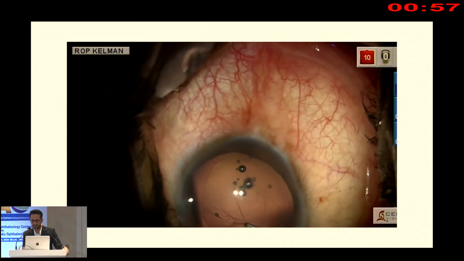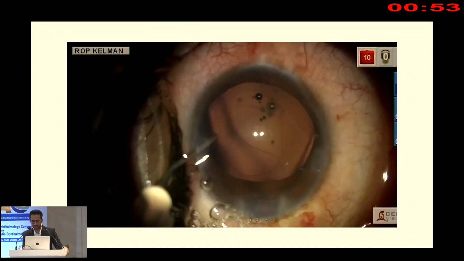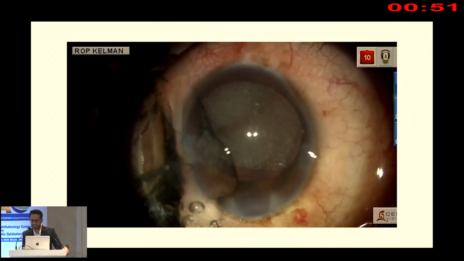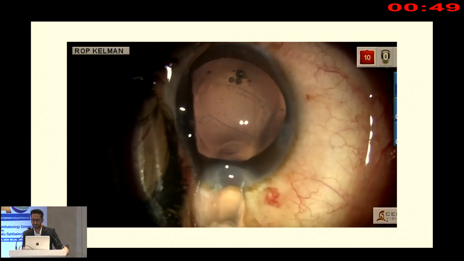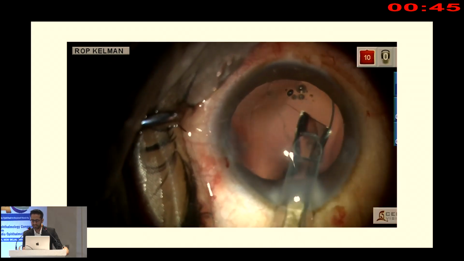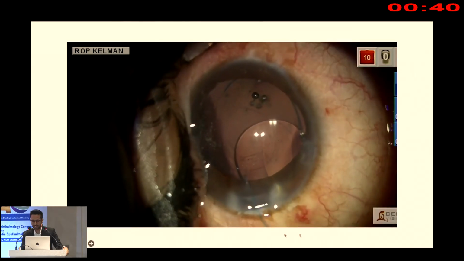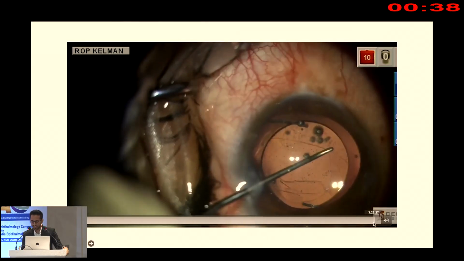Now triamcinolone acetate confirmed the absence of vitreous, and the IOL is injected into the sulcus with an optic capture, and the case was completed.